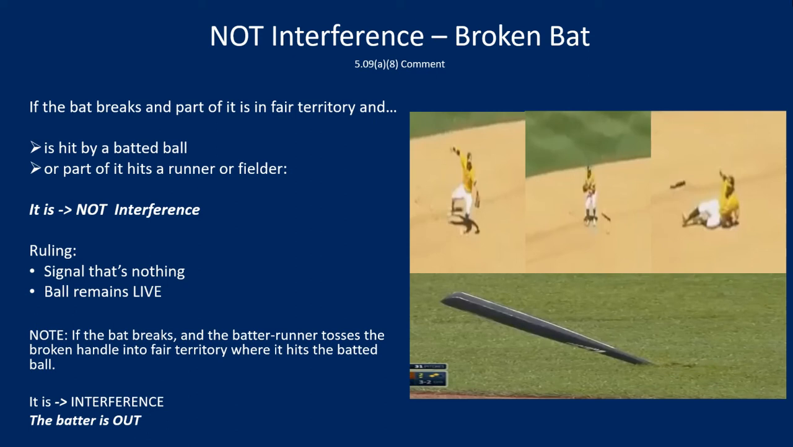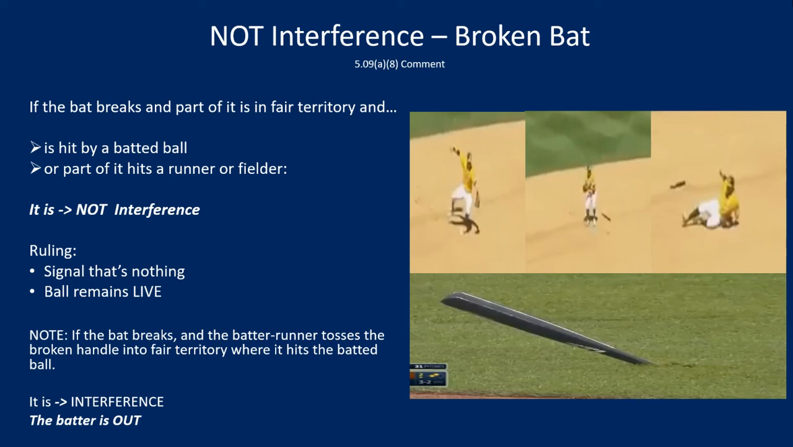Now, in this example, you can see in the picture, the ball was hit to the shortstop, and that's where the broken piece of bat went, and it actually hit the fielder, and he fell down as a result of it, and he was unable to make the play. And although when we look at this, that clearly interfered with him making the play, it is not interference in our rule book. This would be live and in play. Our batter would not be out as a result of interference because it is the broken piece of bat, even though the broken piece of bat resulted in this shortstop being unable to make the play.